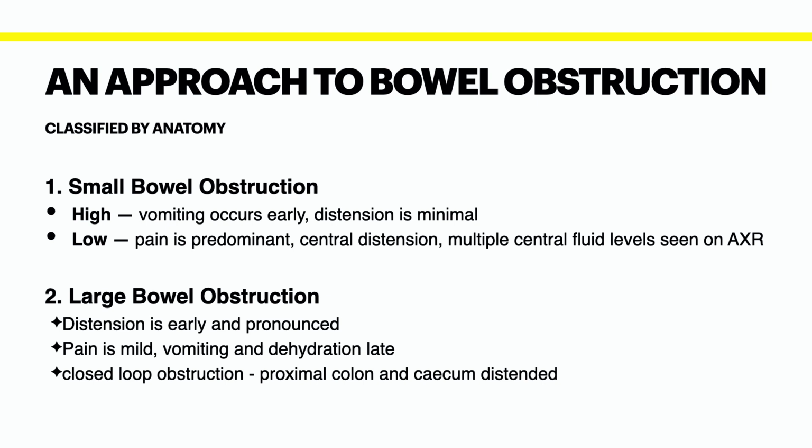Large bowel obstruction will present with early and pronounced distension. The pain is a little bit more mild, and vomiting and dehydration are typically late features. In a closed loop obstruction, the proximal colon and cecum will be distended. Closed loop obstruction occurs because you have a distal obstruction and a competent ileocecal valve on the proximal end. So basically, there's a loop of bowel that is closed on either end, getting more and more distended.